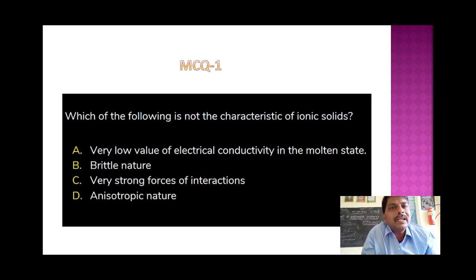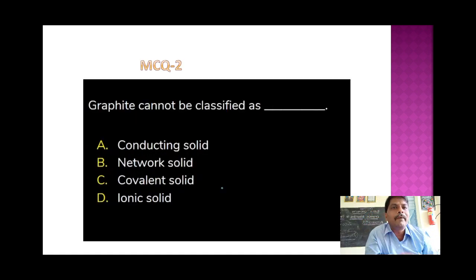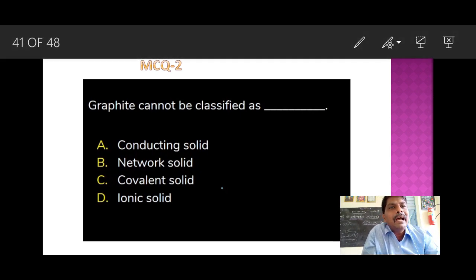Second, ionic solids are brittle, correct? Ionic solids have very strong force of attraction, that is also correct. Ionic solid is a crystalline solid, and yesterday I explained all crystalline solids are anisotropic in nature. So regarding ionic solids, B, C, D are valid points. A is not valid, so the answer is option A. Okay, second one: graphite cannot be classified as what? Graphite is a conducting solid, a network solid, a covalent solid. All these 3 are correct. Graphite cannot be classified as an ionic solid.